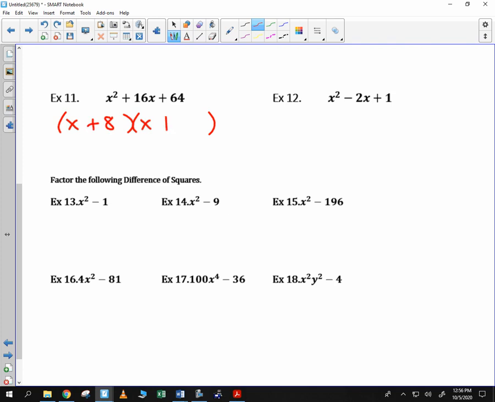8 and 8. When you have the same expression written twice like that, x plus 8 times x plus 8, you can write it as x plus 8 quantity squared. Two numbers that multiply to 1 that add to negative 2. You get minus 1, or x minus 1 quantity squared.